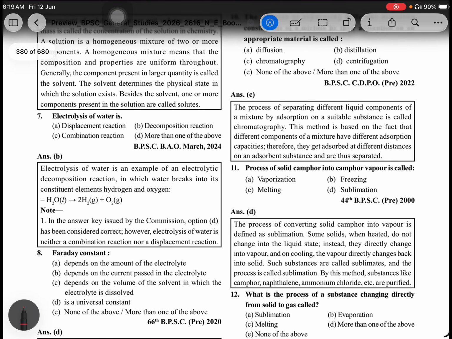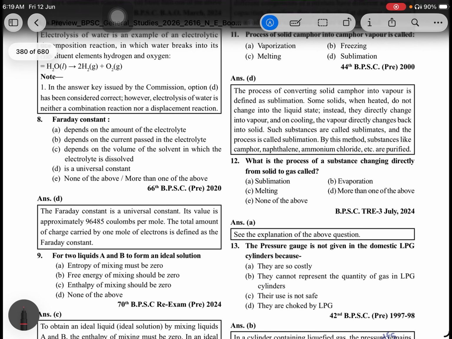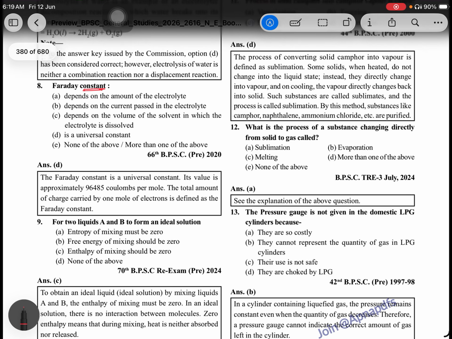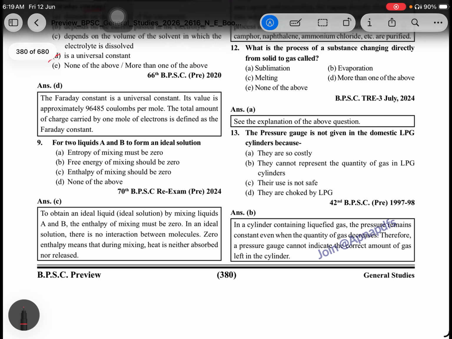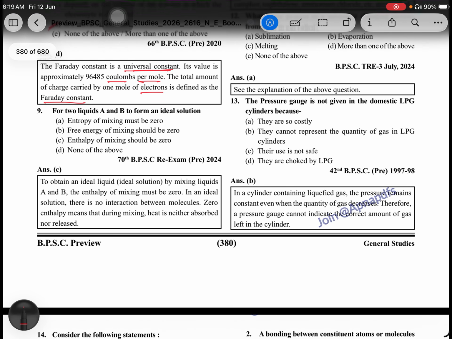Electrolysis of water is a decomposition reaction, correct answer will be B. Faraday constant is a universal constant, correct answer will be D. The value is approximately 96485 coulomb per mole. The total amount of charge carried by 1 mole of electrons is defined as the Faraday constant.